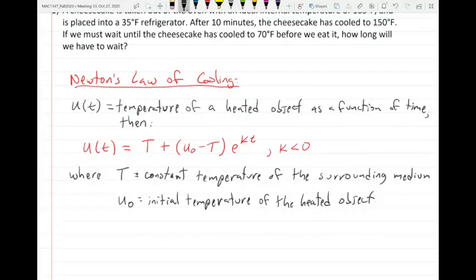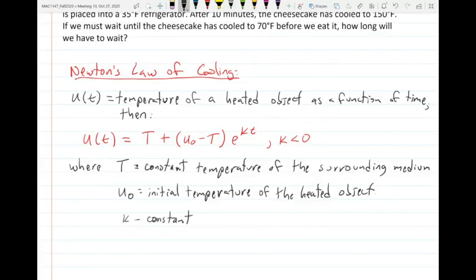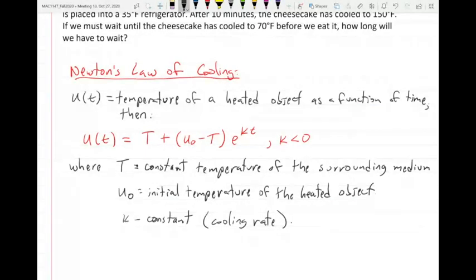And then here, of course, k is a constant, which in some places you may see being referred to as the cooling or the heating rate. In this case, we're talking about cooling because we have something that has been heated. So this is the cooling rate, which in this case is a negative constant, a negative number.